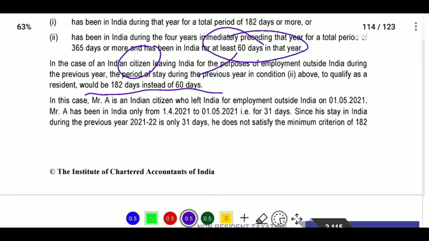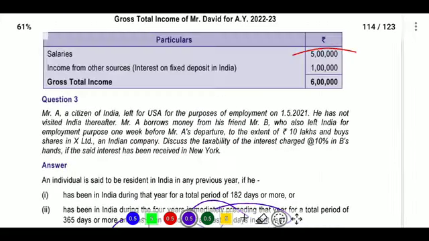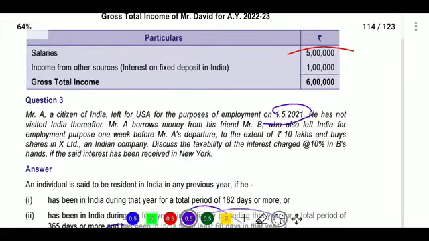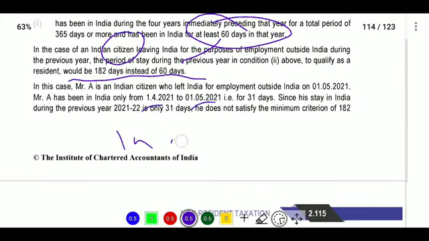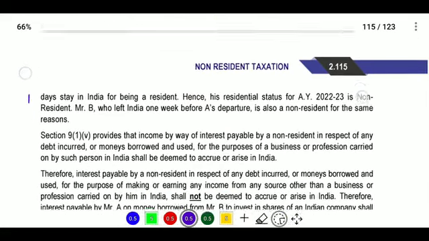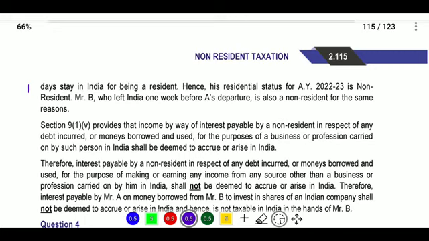We will see if he went outside India for employment on 1/5/2021. So from 1/4/2021 to 1/5/2021, it was 31 days. Since his stay in India during previous year 21-22 is only 31 days, it does not satisfy the minimum criterion of 182 days stay in India for being resident. Hence, his residential status for assessment year 22-23 is non-resident. Mr. B, who left India 1 week before departure, is also a non-resident for the same reason. So he is coming and going, but he did not stay more than 182 days, so he is also treated as non-resident.